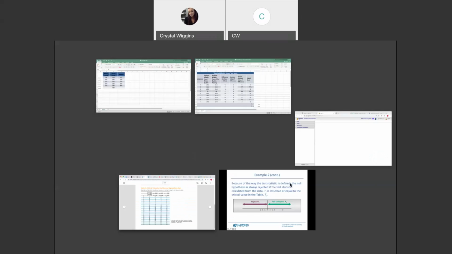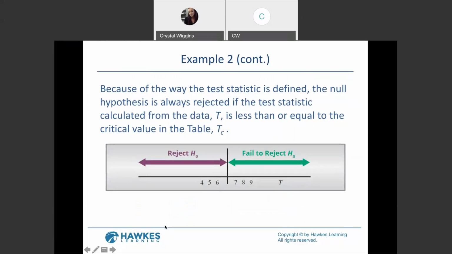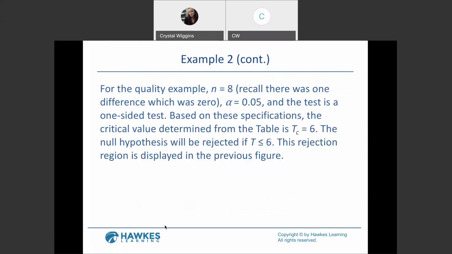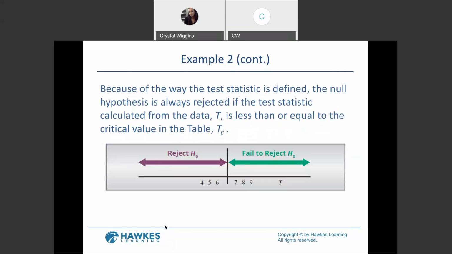Back to the PowerPoint. Okay, so we know that our critical value is 6. We know our test statistic is 4.5, which is what we just found here. So based on these specifications, the critical value determined from the table is 6. The null hypothesis will be rejected if the test statistic is less than or equal to 6. And this rejection region is displayed in the previous figure here.